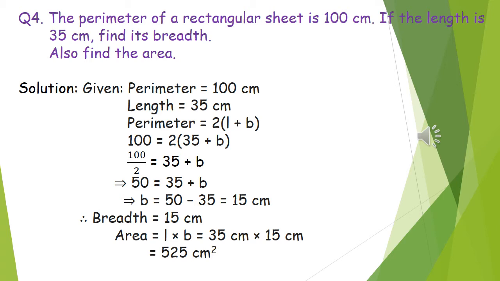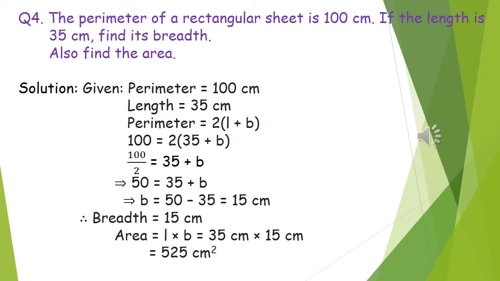We are coming to the fourth sum. The perimeter of a rectangular sheet is 100 centimeter. If its length is 35 centimeter, find its breadth. Also find the area. Here perimeter is given as 100 centimeter, length is 35 centimeter. Perimeter formula is 2 into (L plus B). We are replacing the values of perimeter and length. So 100 is equal to 2 into (35 plus B).